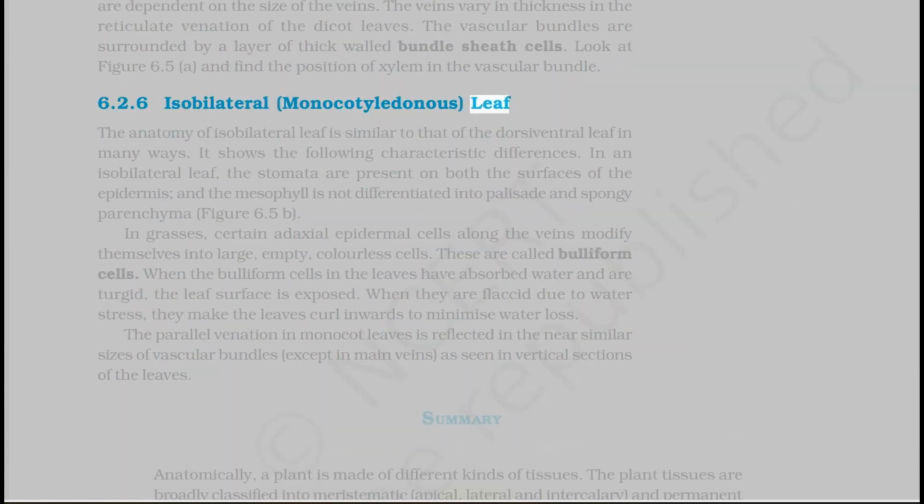6.2.6 Isobilateral, monocotyledonous leaf. The anatomy of isobilateral leaf is similar to that of the dorsiventral leaf in many ways. It shows the following characteristic differences. In an isobilateral leaf, the stomata are present on both the surfaces of the epidermis, and the mesophyll is not differentiated into palisade and spongy parenchyma, Figure 6.5b. In grasses, certain adaxial epidermal cells along the veins modify themselves into large, empty, colorless cells. These are called bulliform cells.